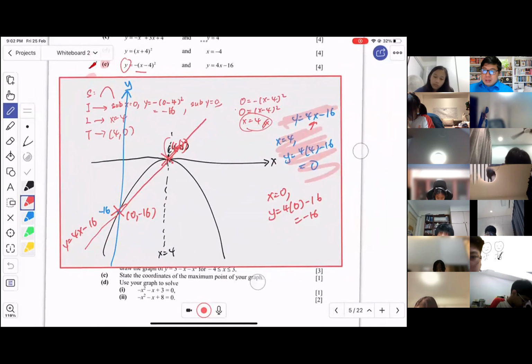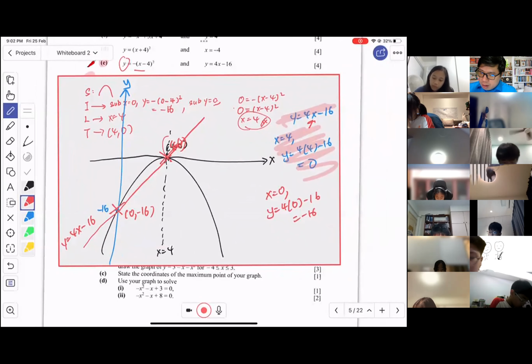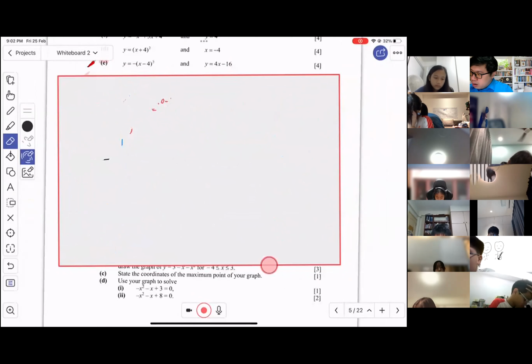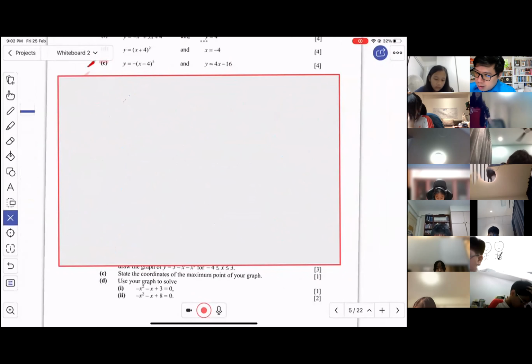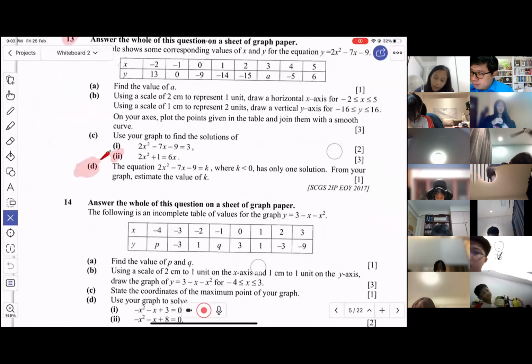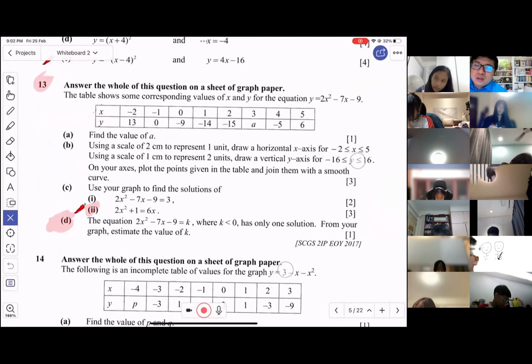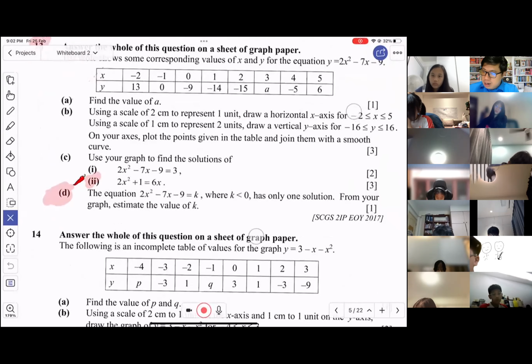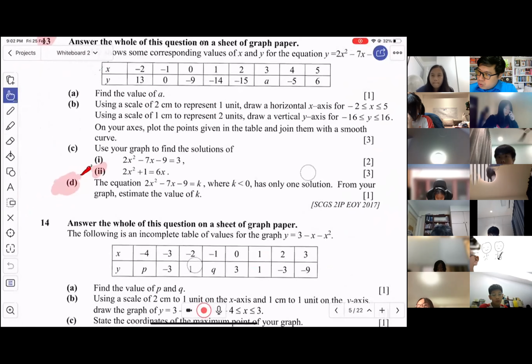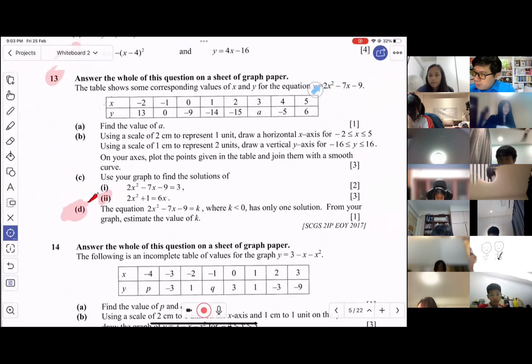Okay, I'm going to go on. So I'll erase everything. Okay, question 13. Oh, question 13, graph paper. I don't have graph paper on my iPad, but oh, 13C only. Okay, 13C only. So I have this graph, 2x squared minus 7x minus 9.